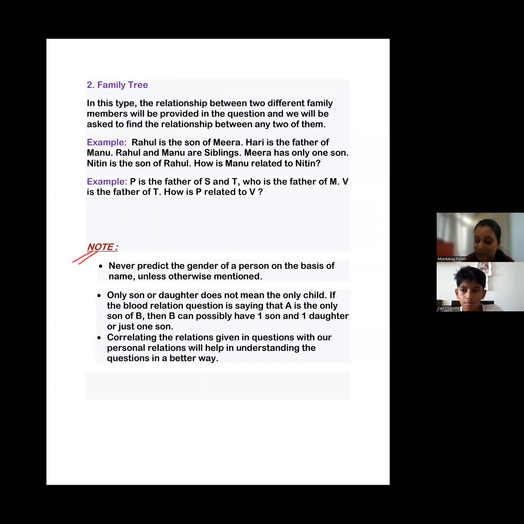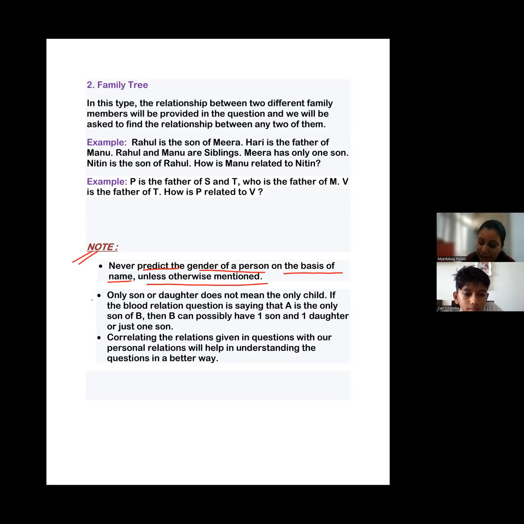The first one is, we cannot predict the gender of a person just by looking at the name. If a name seems like it must be the name of a boy, it is not necessary. We cannot assume until it is given in the question. So we can never predict the gender of a person on the basis of the name unless otherwise mentioned. Got it?